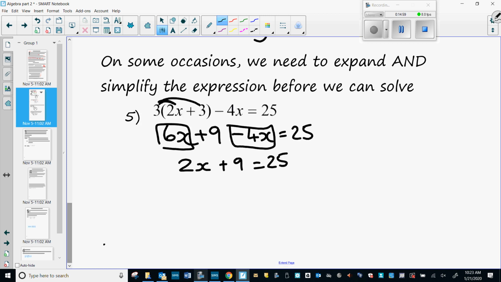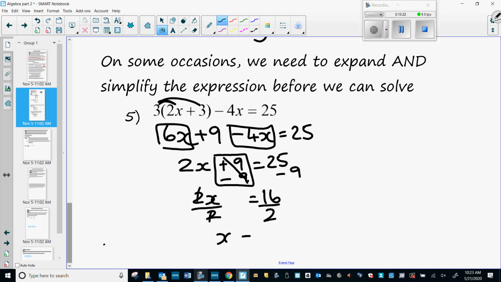And now this looks like one of those other ones we had. We're now going to deal with the weaker bonds and get rid of those terms first. So we're going to subtract 9 from both sides. That 9 has disappeared. So 25 subtract 9 is 16. Divide both sides by 2. And we get x equals 8.